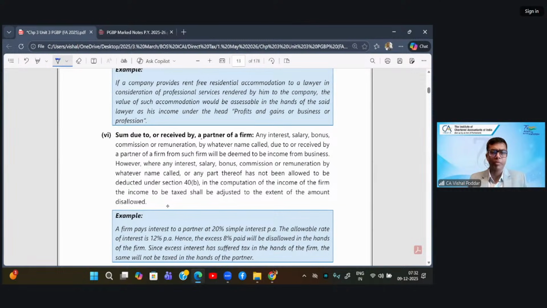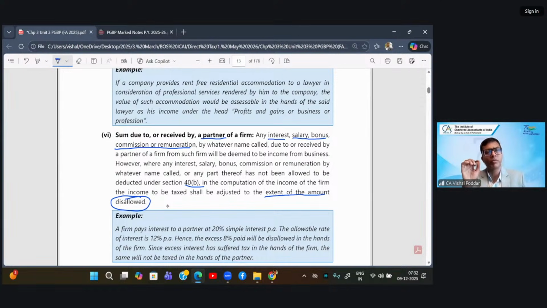This point we discussed above. As a partner, whatever you will receive from your firm, which may be in the form of interest on capital, salary, bonus, commission, remuneration for your work, all these things will not fall under salary head or other sources head. They will fall under this head only. Now, there will be some calculation. There is some limit which we are going to study in section 40 clause B. Up to that limit, whatever amount is received by you, that will be taxed under this head. If you are receiving any amount above that limit, that is not taxed under this head because that amount is also disallowed to the firm. So what is allowed to the firm as expense is what is taxed to you under this head.